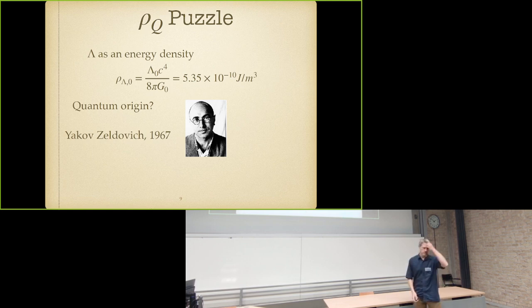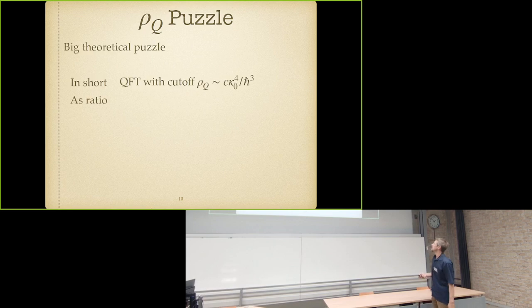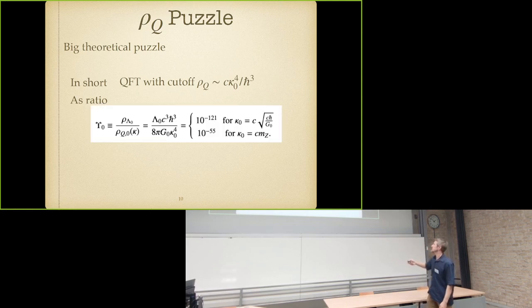So this was first made by Zeldovich in 1967, then made popular by Weinberg in 1988. And I think it's fair to say it's a big theoretical puzzle. And you can reformulate this, also make an argument how it comes about that this is a puzzle. I jump over the argument.